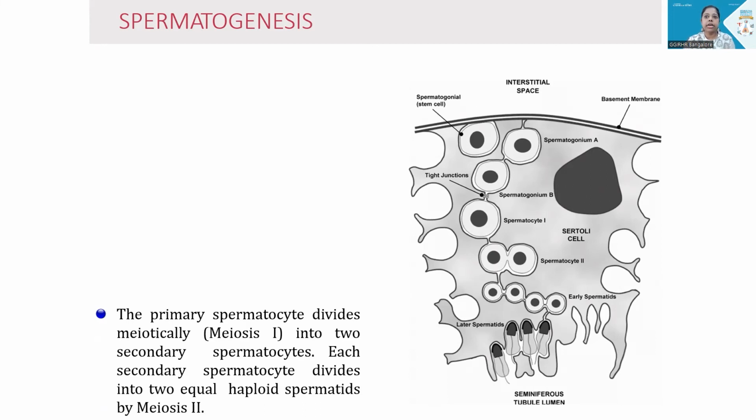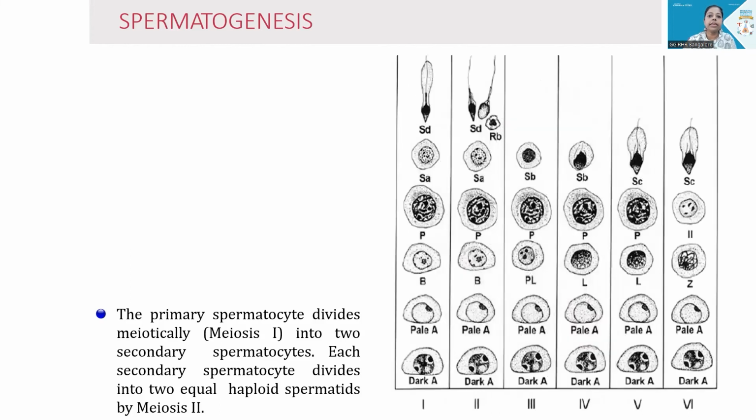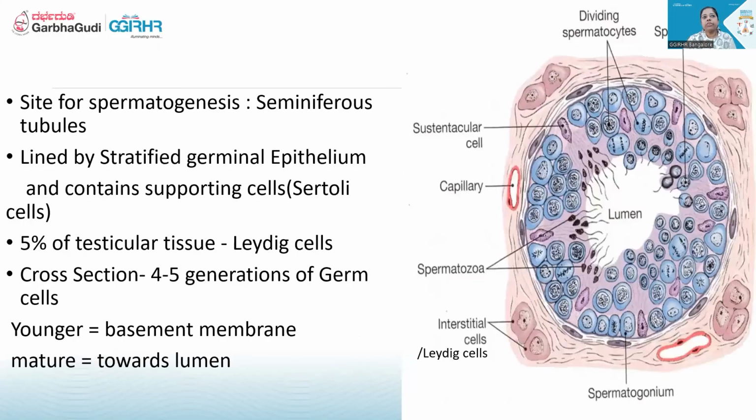And every cycle will be taking at least 16 days each, because the seminiferous tubules each have 6 stages. So every stage will be taking 16 days each. This can be seen here. These are the 6 stages of the spermatogonia. The site for spermatogenesis is the seminiferous tubules.